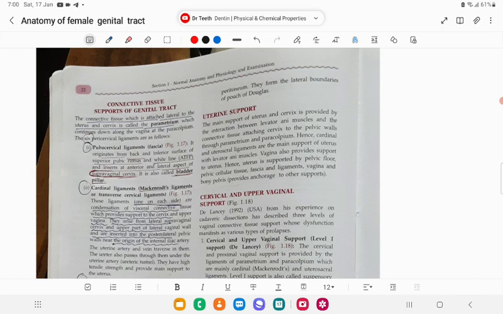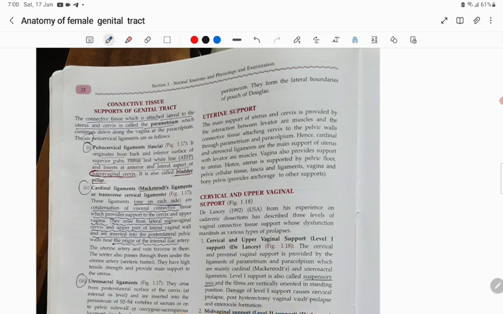Those which attach lateral to the uterus and the cervix are called parametrium, which continues down along the vagina as the paracolpium. There are six pericervical ligaments: pubocervical, Mackenrodt's transverse cardinal ligaments, and uterosacral ligaments.